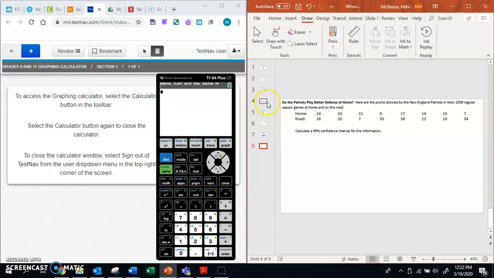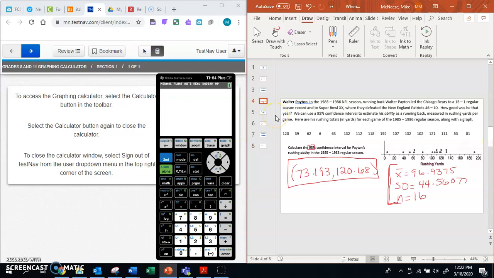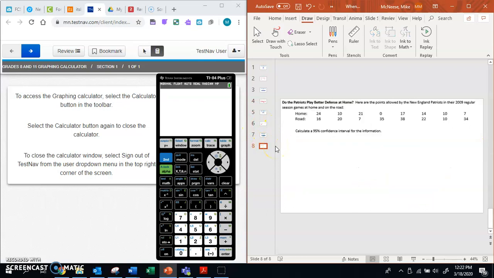Just like if we are given one list of data or one mean, it can go one of two ways. We could either be given a list of data, or we can be given one mean, standard deviation, and sample size. The same applies if we were given two sets. Here we are given two lists of data, one for home and one for away. You could possibly have a question that gives you the mean, standard deviation, and sample size for home, and the mean, standard deviation, and sample size for the road. Either way the information is provided, you can still use this same exact function.